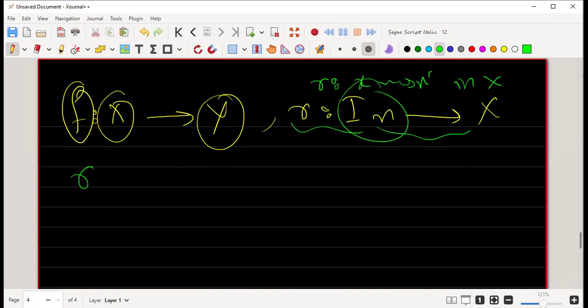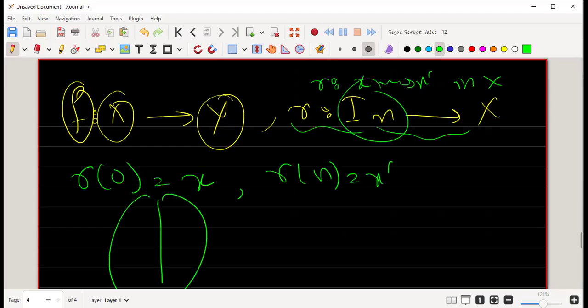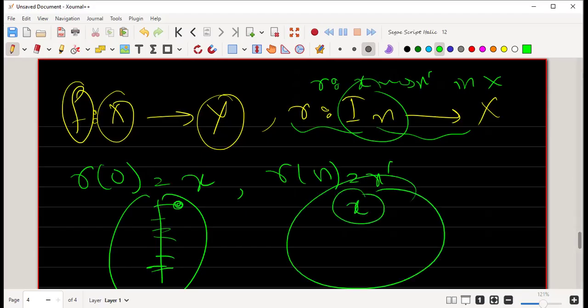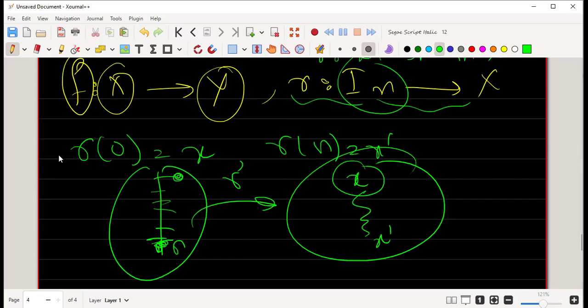What type of graph map? If we substitute 0, we get x, and if we substitute n, we get x prime, which means that from I_n we have this. So if we substitute the first point in gamma, we get x, and if we substitute n in gamma, we get the last point x prime. Right? So what is this?